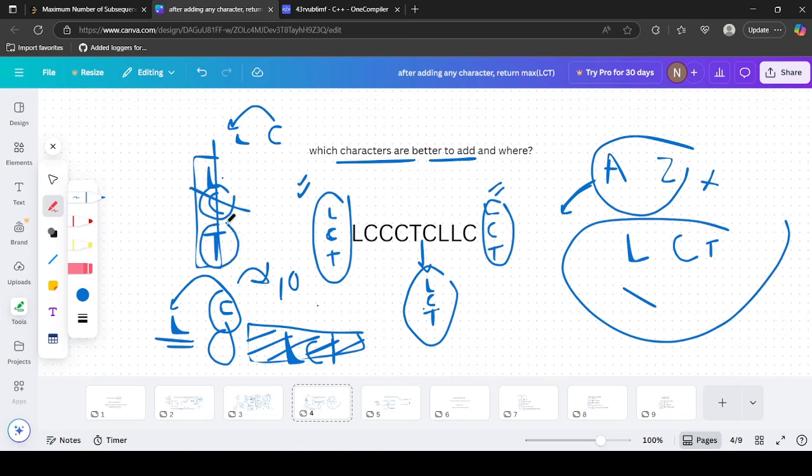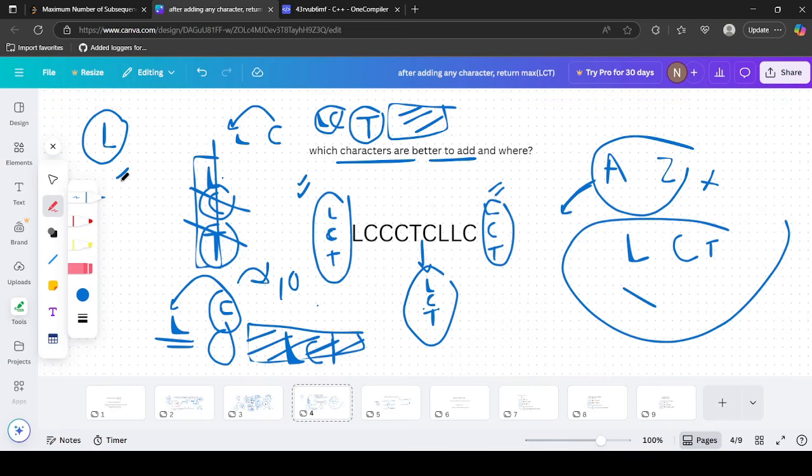And can we add T in the beginning? It is the same case. Even if we add T in the beginning, how can the number of subsequences increase? Because these subsequences are all the same as the original. We are adding this character, so obviously there should be some LC before, so that only then our count will increase. But we are adding this at the first index. So adding C or T at the beginning is a waste. So at the beginning we can add only L to get an optimal answer.